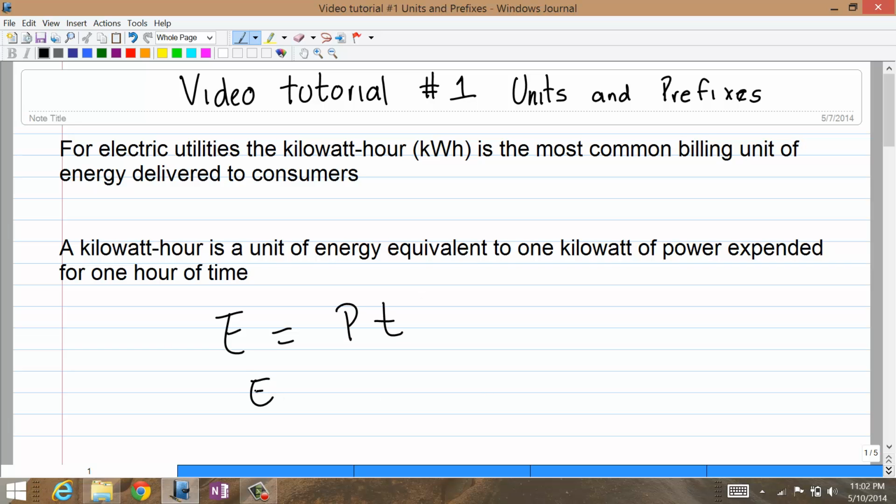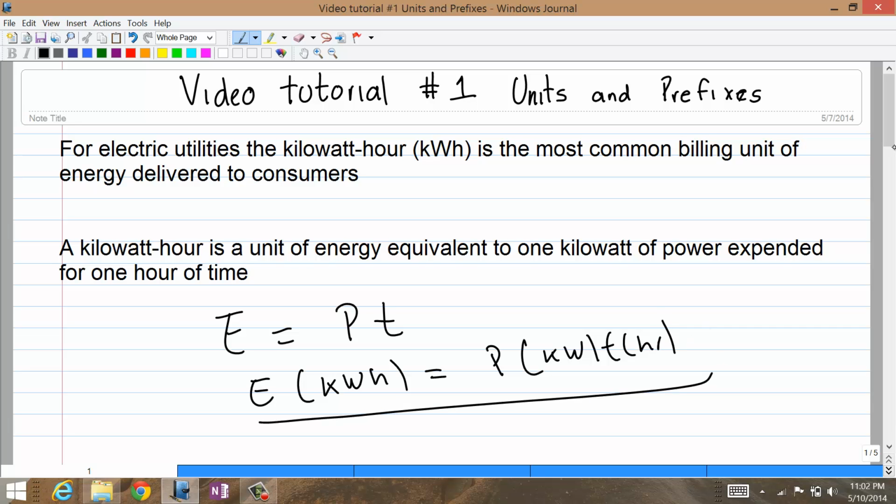And then we need to be careful with the units. So if we want the energy in kilowatt hours, we need the power in kilowatts, and we need the time in hours. So this expression is going to help us to do our homework.